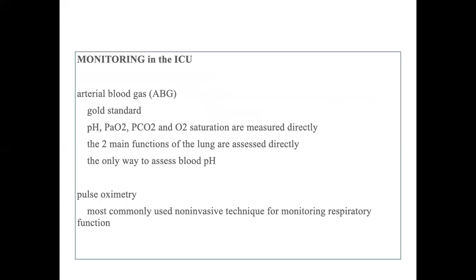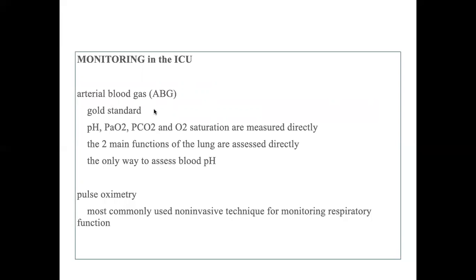Until then, you have to monitor the patient in the ICU, and the gold standard for us to be able to measure the pH of the blood, the partial pressure of the arterial oxygen tension, the partial pressure of carbon dioxide tension, and the oxygen saturation. All this could be measured directly if we do our arterial blood gas analysis.